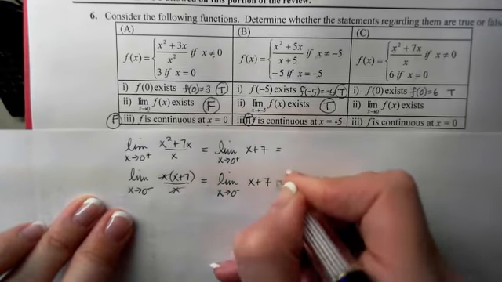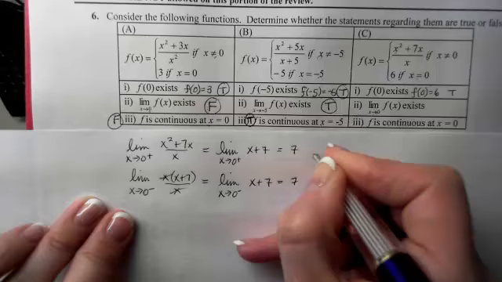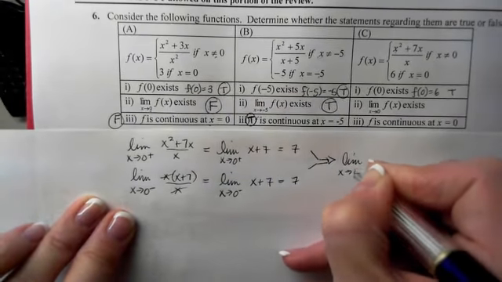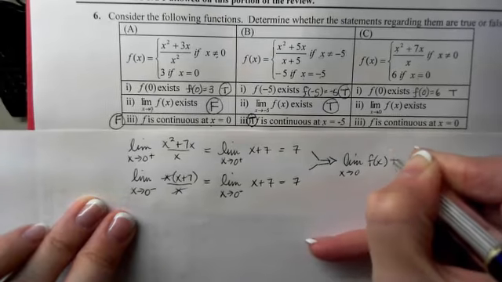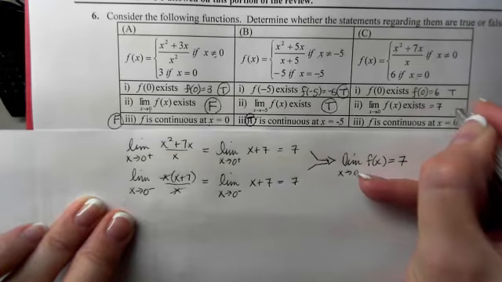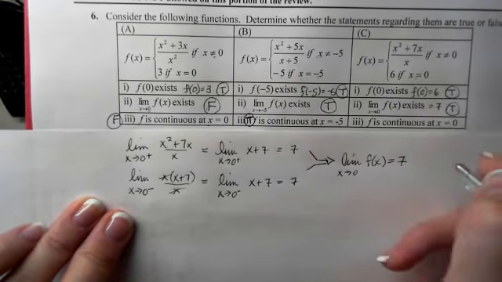and I can plug the 0 in. Both of them give me a 7, which means the two-sided limit of that function is equal to 7. So the limit does exist. It's 7. This is true.